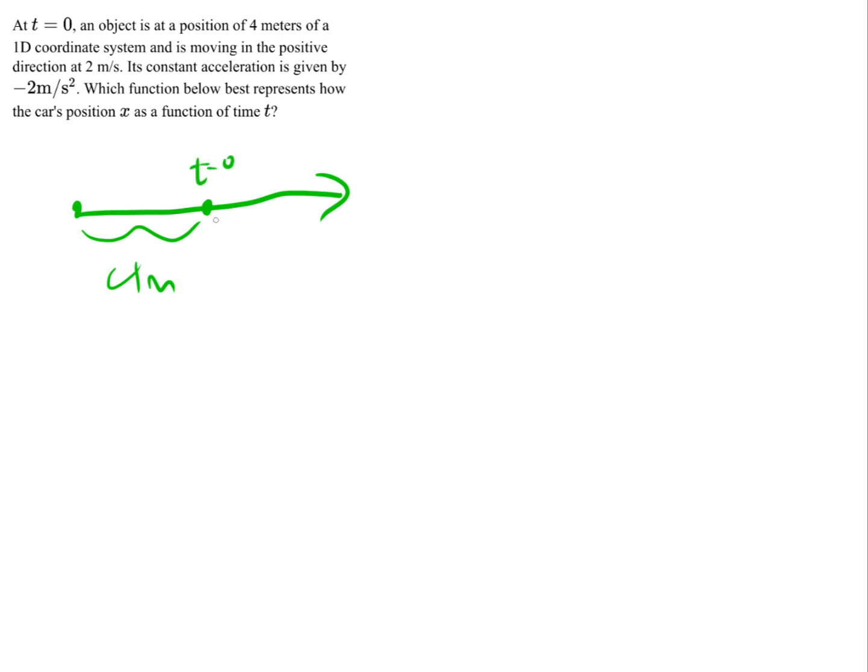It's moving in the positive direction at 2 meters per second, so that is its constant velocity. And it has an acceleration of minus 2 meters per second squared. So we just need to find the function for the position when given the values of these variables. We're going to look to the kinematic equations to solve this.